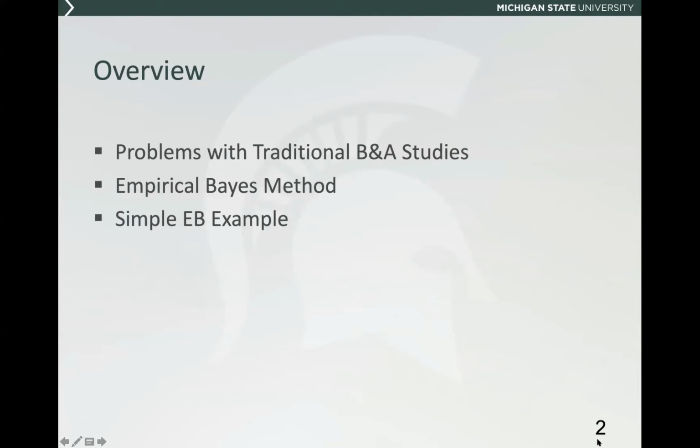And so today's content will start by talking about some of the problems with traditional before and after study designs, which were introduced during the last lecture. And then we'll delve into an example of the empirical Bayes method and walk you through procedurally how this method is used in order to develop more precise and reliable estimates of how many crashes we would expect to see in the absence of the application of a specific treatment.